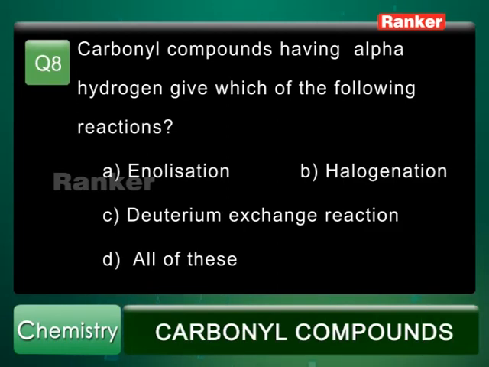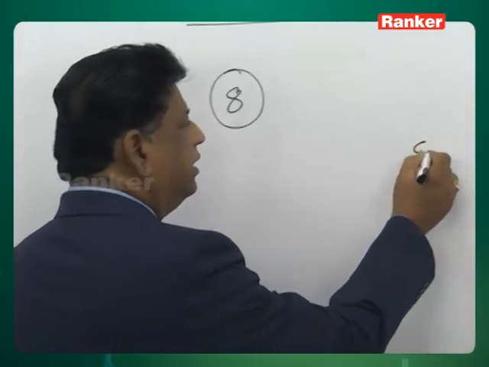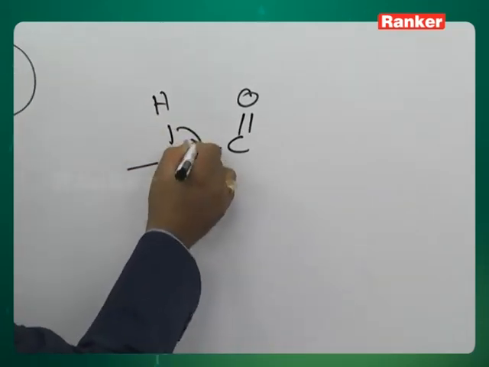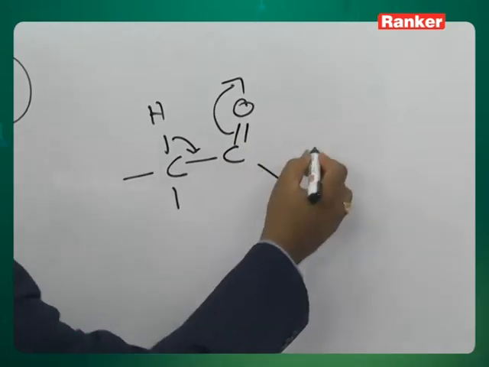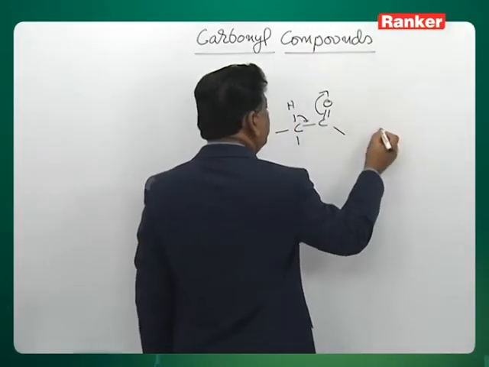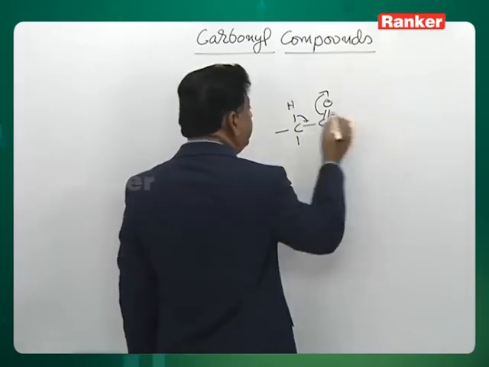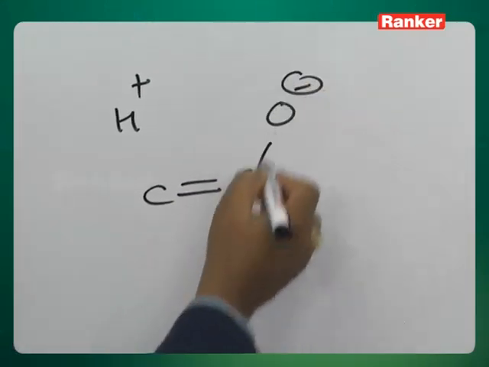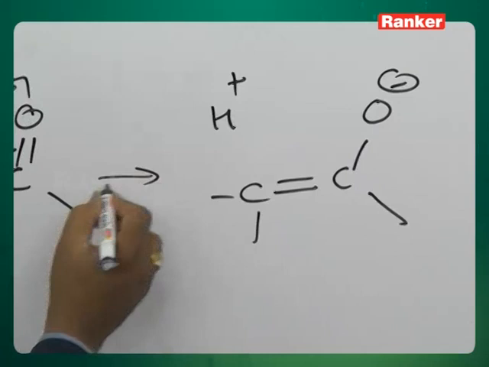Carbonyl compounds having alpha hydrogen give which of the following reactions? The first option is enolization, second option halogenation, third option deuterium exchange reaction, fourth option all of these. Answer is D actually, that is all are correct, because whenever a carbonyl group is attached to an alpha hydrogen, as we have seen in the last question, this hydrogen can show hyperconjugation, followed by enolization. Hyperconjugation means the hydrogen will be there only, but the double bond is shifted and goes into an O minus. This stage is called hyperconjugation.